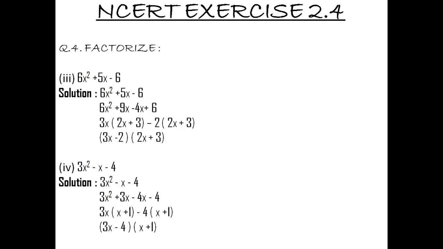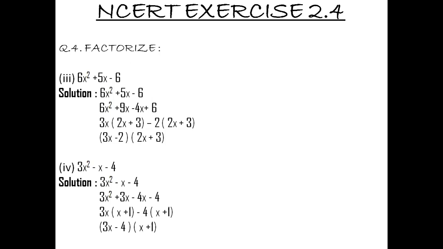Making pairs. So in pairs, what would come out from the first pair? Yes, 3x would come out. And in the bracket, you'll be left with 2x plus 3. Minus, what would come out as common from 4x plus 6? Again, 2 will come out. So 2 comes out. What is left out in the bracket is 2x plus 3. Excellent. Now, what's the final answer? 3x minus 2 and 2x plus 3. So these are the factors of 6x squared plus 5x minus 6.